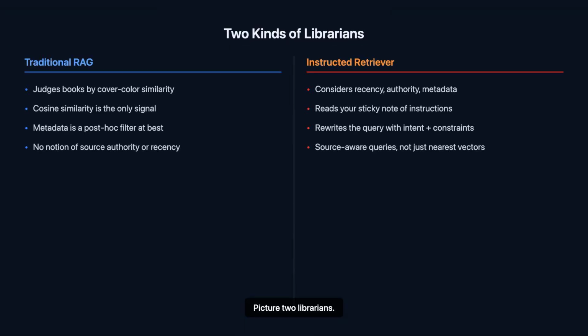Picture two librarians. The first one, traditional RAG, judges books only by how similar the cover colors look to your request. Cosine similarity is the only signal. Metadata, if it gets used at all, is a post hoc filter. There's no notion of source authority, no notion of recency. The second librarian, the instructed retriever, actually weighs recency, source authority, and metadata as first-class signals.